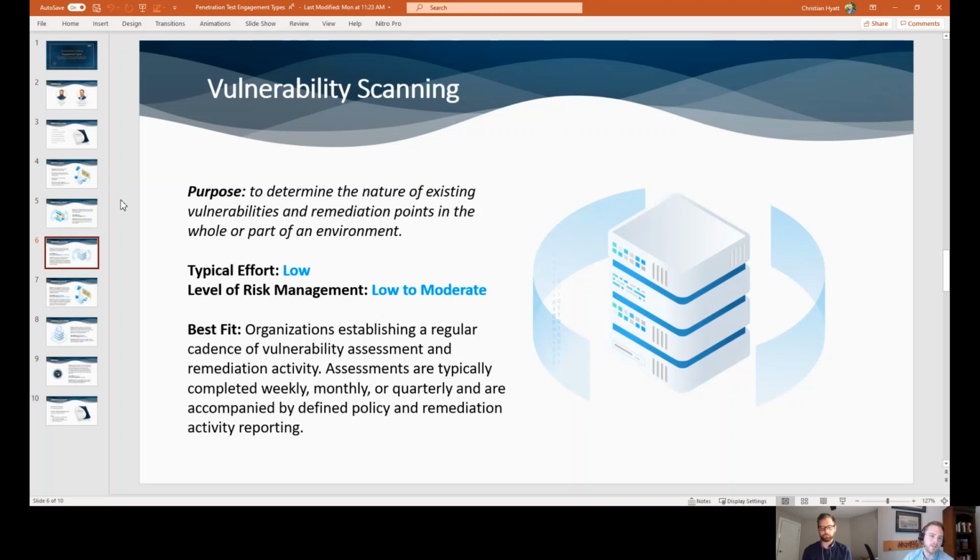Okay, cool. So vulnerability scanning in my mind is pretty simple. Can you talk about how you go about scoping? What's the amount of effort for vulnerability scanning?